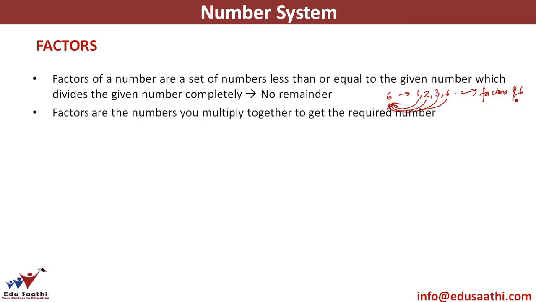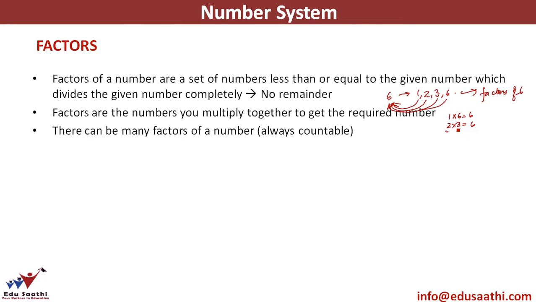Factors are the numbers you multiply together to get the required number. So if I have to look at 6, it will be what? 1 into 6 which is 6 and 2 into 3 which is 6. So you are multiplying the two factors together to get to the original number. The number of factors are always countable. You can always count the number of factors.